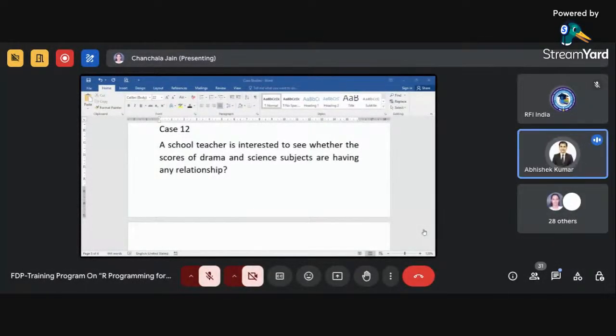Ma'am, we can surely check with correlation, but I just want to ask if we can also use the independent sample t-test, because there is one continuous variable and two categories, drama and science. Although we can surely see through correlation if there is any relation or not, I just wanted to ask if I can take a null hypothesis of no relation and an alternate hypothesis, and then apply the independent sample t-test, and would that also be correct? Okay, I think I'll give my opinion, sir, after getting a few more opinions.